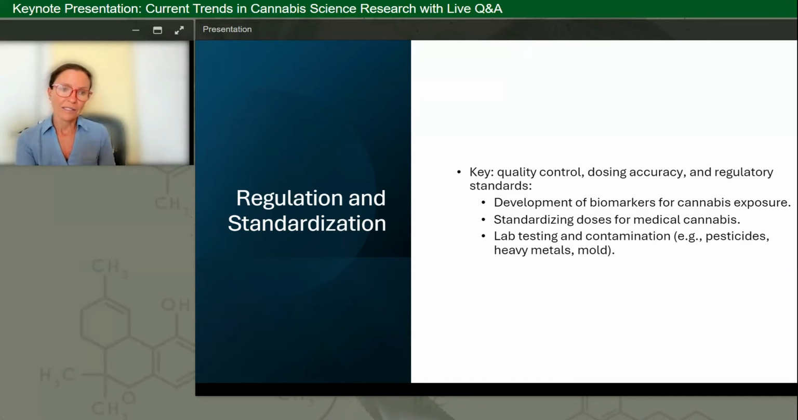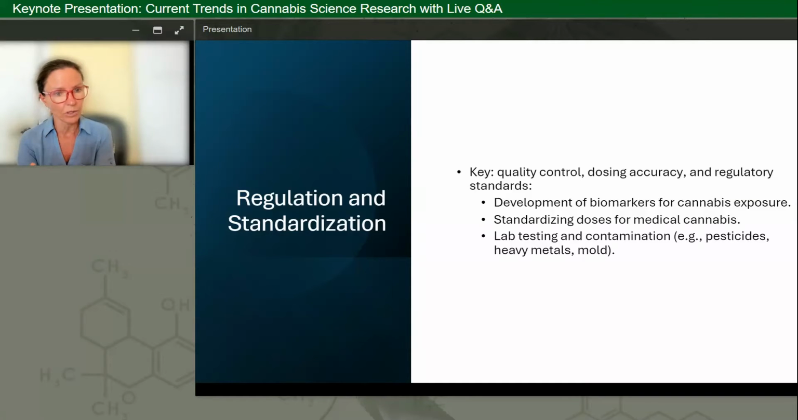Of course, as part of regularization and standardization, there is a focus on looking at quality control and dosing accuracies, as well as regulatory standards. I think one of the challenges we can all agree on is identifying dosing and trying to make it consistent, and being able to rely upon dosing across various products and product formulations, and also understanding it from a research perspective, but then it can get translated to a prescription.